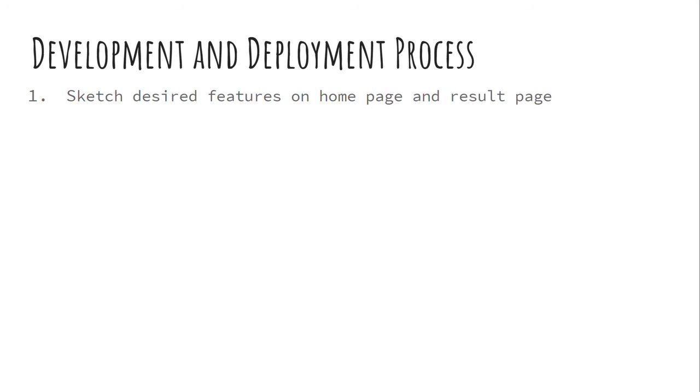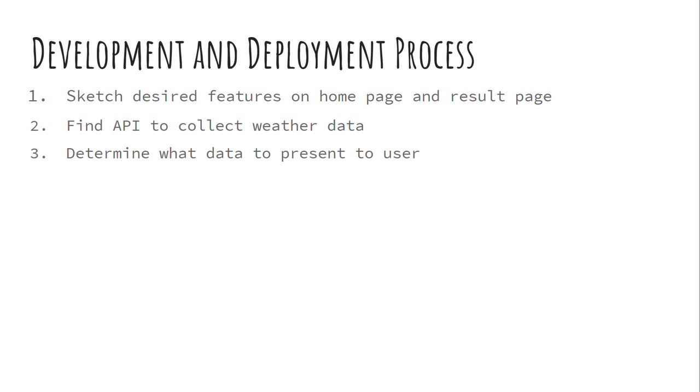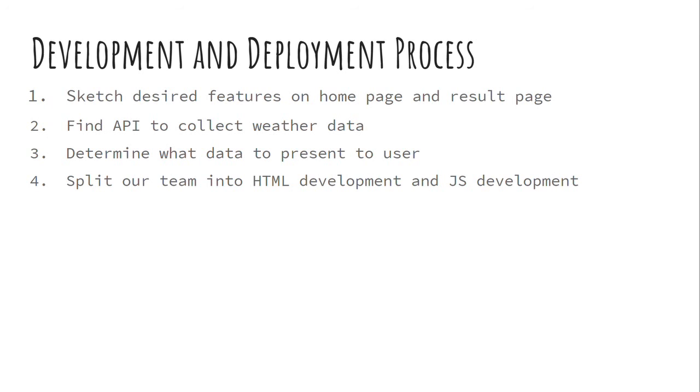The development and deploy process began with sketching out ideas for how the site would look and what features we wanted to include. We then had to find an API so that we could get the weather predictions. With the data available from the API, we then discussed what should be presented to the user and how we would present that information. We then split our teams so that one of us could focus on designing the HTML pages and two of us could work on the JavaScript.